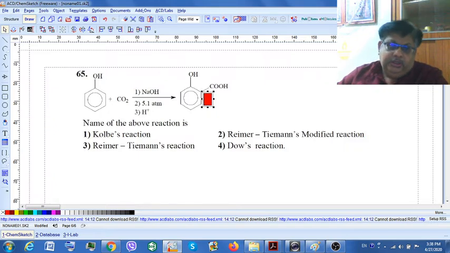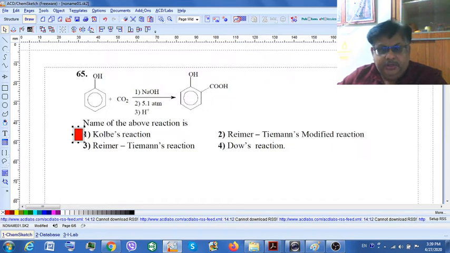Now, please note that sodium hydroxide reacts with phenol and forms phenoxide. Then phenoxide attacks carbon of CO2, and carbon of CO2 is electrophilic in nature. Now, the reaction occurs since sodium Na plus forms a complex between carbon dioxide and phenoxide. The reaction is termed as Kolbe's reaction.